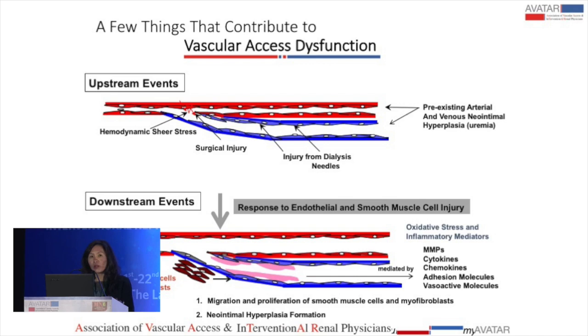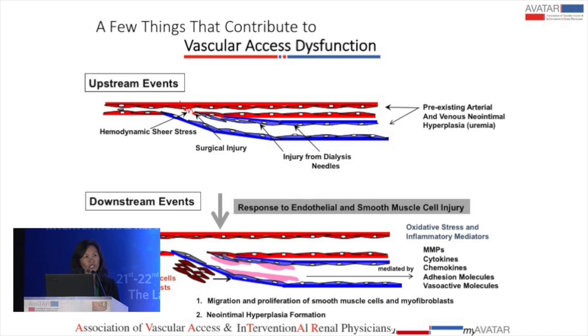So we need to think, where is this stenosis coming from? Dr. Galliani gave a very elegant discussion about maturation, but for vascular access dysfunction, for the rest of this talk, I would like you to think about upstream events and downstream events. Upstream events are events that initiate vessel injury. Unfortunately, a lot of vessels already have pre-existing arterial and venous neointimal hyperplasia due to the uremic environment and other issues even before they have their access created. So we already have a pre-existing poor vessel in many cases.